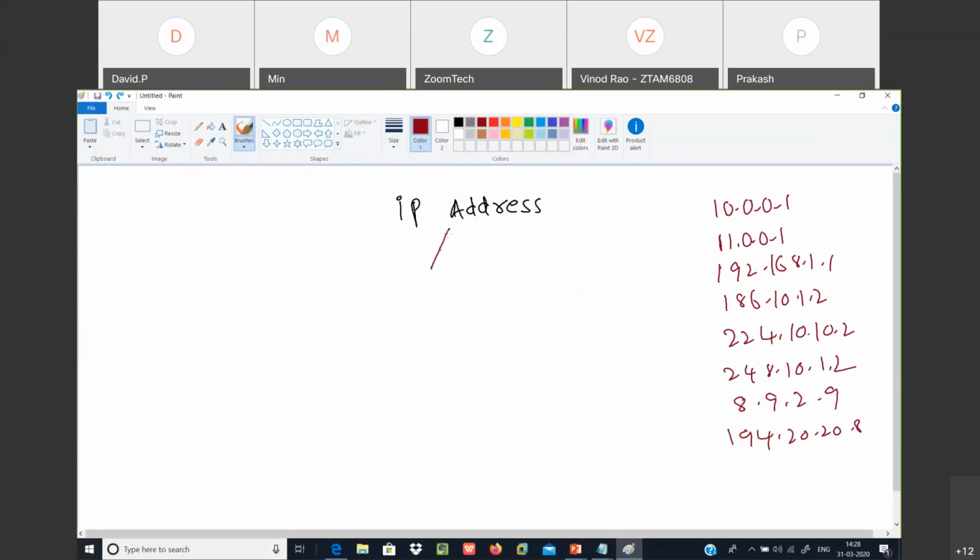IP addresses have two versions: one is IPv4, and the other is IPv6. IPv4 is a 32-bit address in the form of binary, meaning 0s and 1s. These are represented in decimal format. For IPv6, we have a separate session; we'll discuss it later. So today we'll focus more on the IPv4 address.